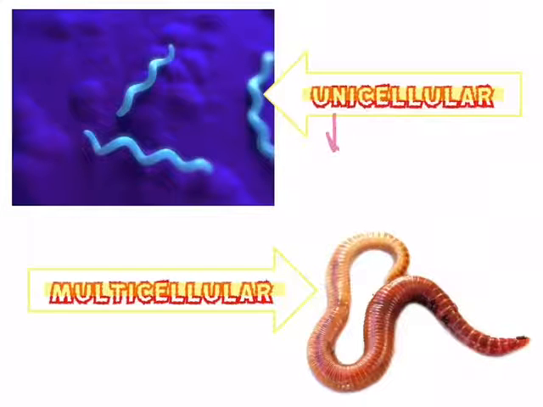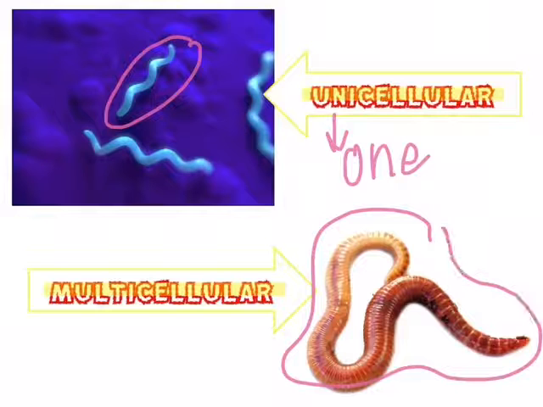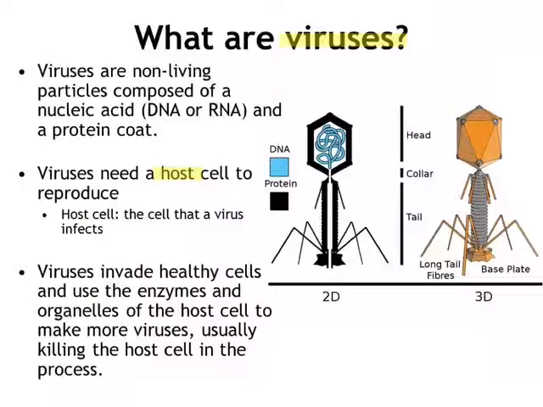So uni means one cell. This is a bacteria. I picked this because it looks really similar to this worm, but this is only one cell, where this is many, so many. Of course, we are multicellular organisms because we're made of many cells, trillions. All right, now that we've had that quick review, let's move on to talking about viruses.